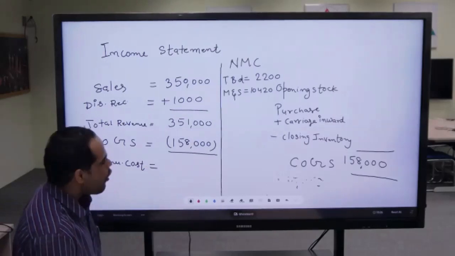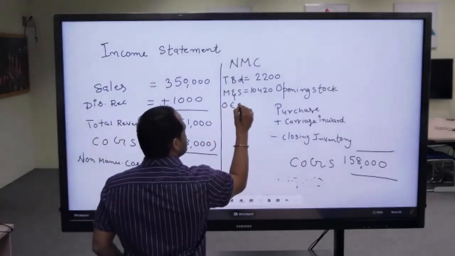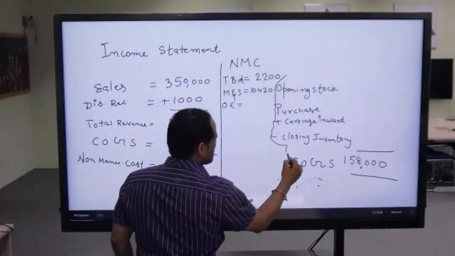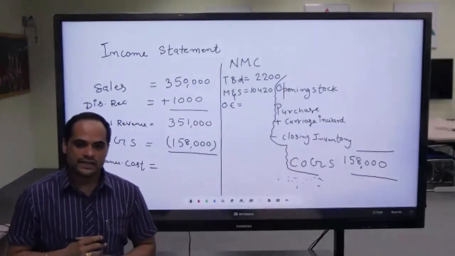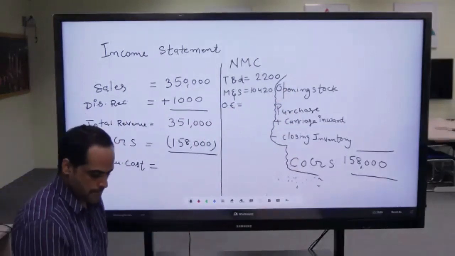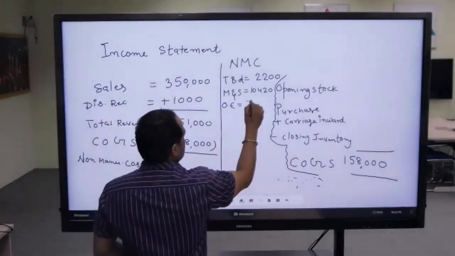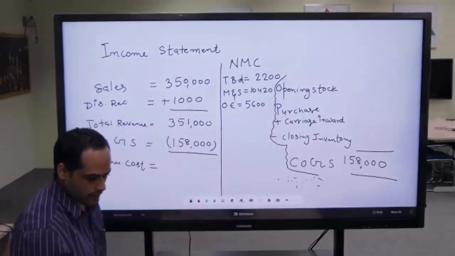Next is office expense. How much is office expense? 5,600. Right? Okay.